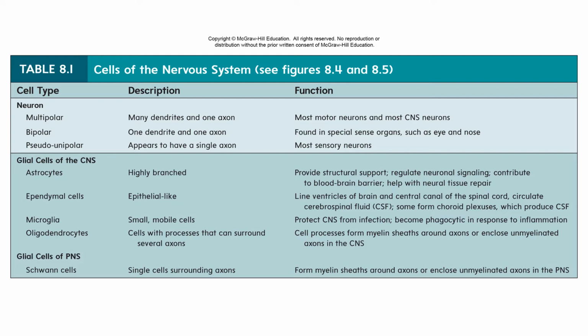And then you have the microglia, which are small mobile cells. They protect the CNS from infection. They become phagocytic in response to inflammation. And then you have the oligodendrocytes. These are cells with processes that can surround several types of axons. And they form the myelin sheaths around axons or enclose unmyelinated axons in the CNS. So as we all know, it's more normal to have myelinated axons, okay, especially in the CNS.